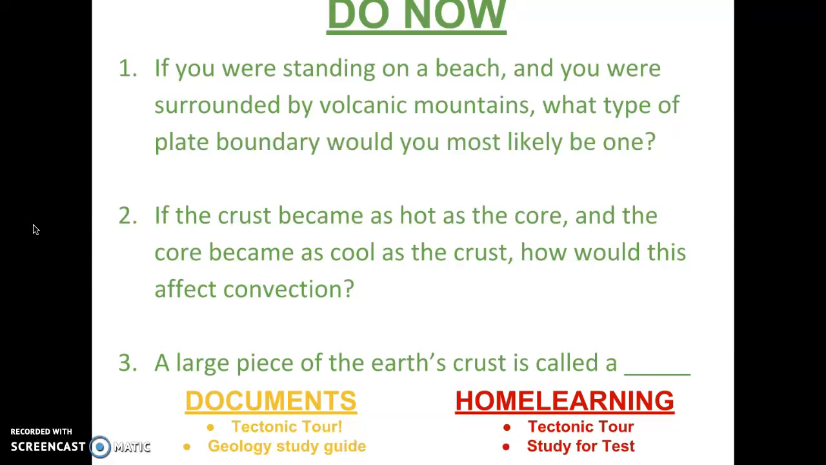Number two, if the crust became as hot as the core and the core became as cool as the crust, how would this affect convection? Well, you might think that nothing would happen with the convection currents if you switch the places, but keep in mind where hot things tend to want to move because of their density. If they're hot, they'll become less dense and they'll want to move outwards from the core. So if the crust is hot, then the mantle will just basically stay at the crust and it won't want to curl back down towards the core because it's already where it wants to be. Kind of like the colored bottles experiment that we did before.